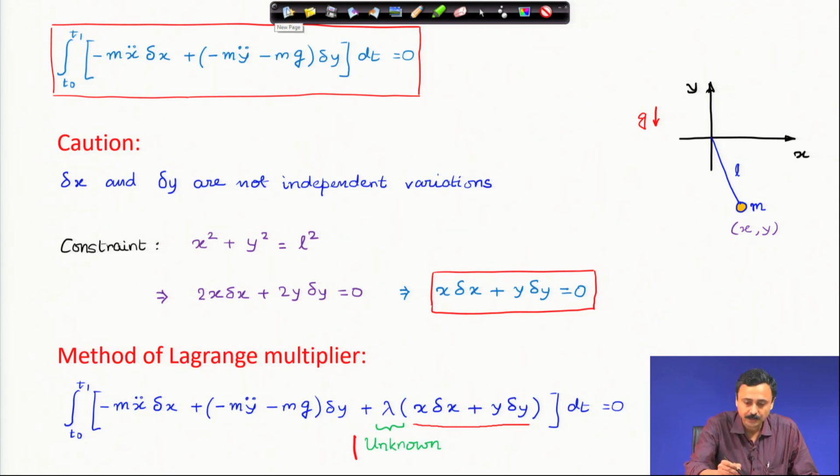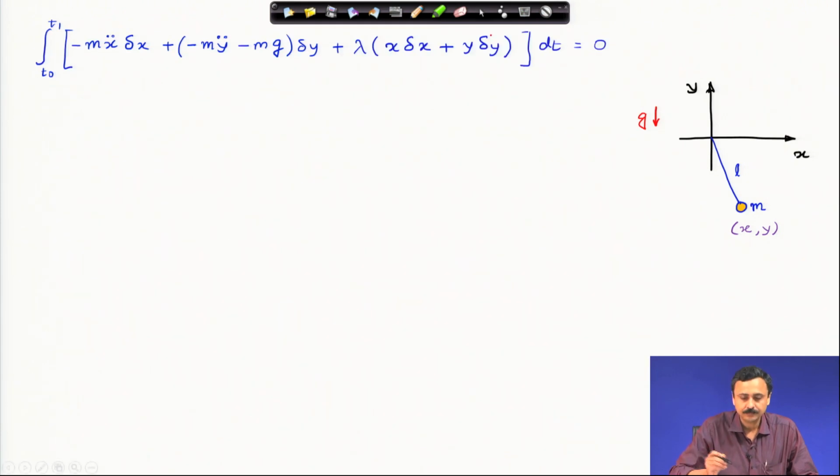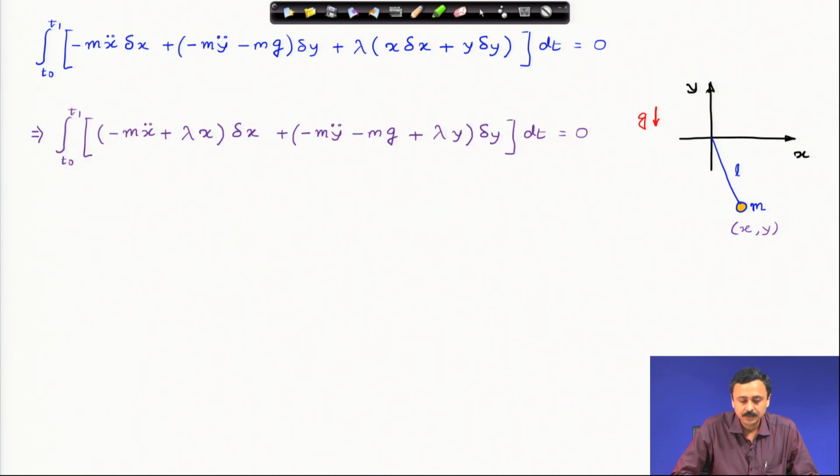Let us see how we can argue. This is our variational statement now. I collect terms of delta x and delta y. We have this delta x here, and it comes into our delta x equation using the Lagrange multiplier. Similarly, we have a contribution in the delta y equation using the Lagrange multiplier. The constraint has been completely absorbed in our system.